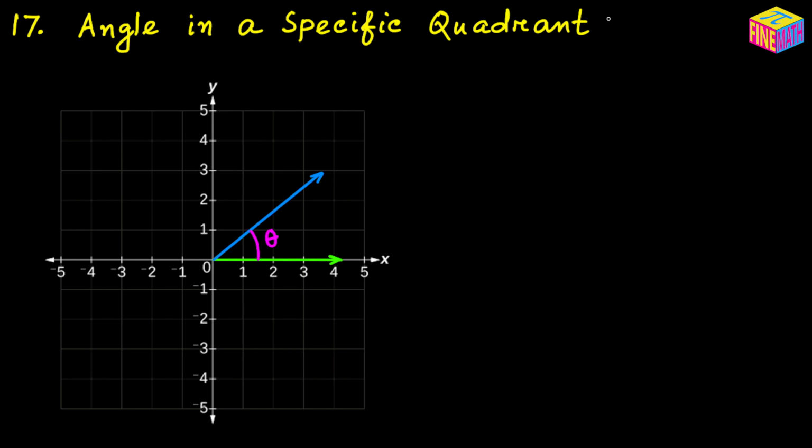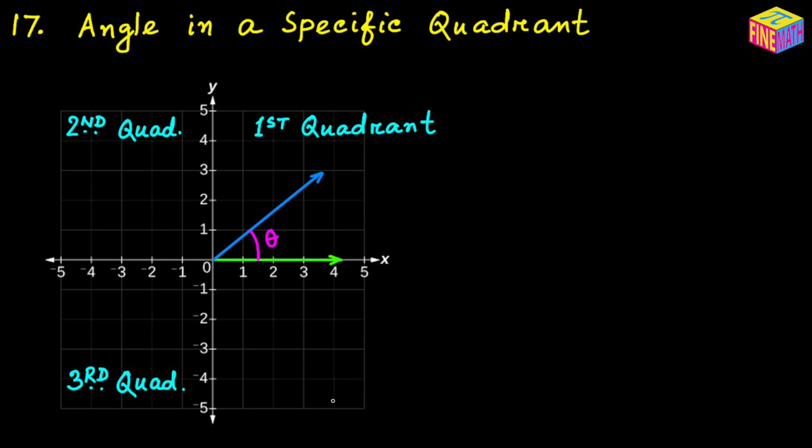Next, we are going to talk about an angle in a specific quadrant. Now that we are talking about angles on the Cartesian coordinate plane in standard position, in this particular example, the diagram that I have here, this angle theta is in the first quadrant. Why? Because on the Cartesian coordinate plane, we know that this is the first quadrant. Let me make a quick note here. And then this is the second quadrant, and then this is the third quadrant, and then this is the fourth quadrant. The Cartesian coordinate plane is divided into 4 quadrants.